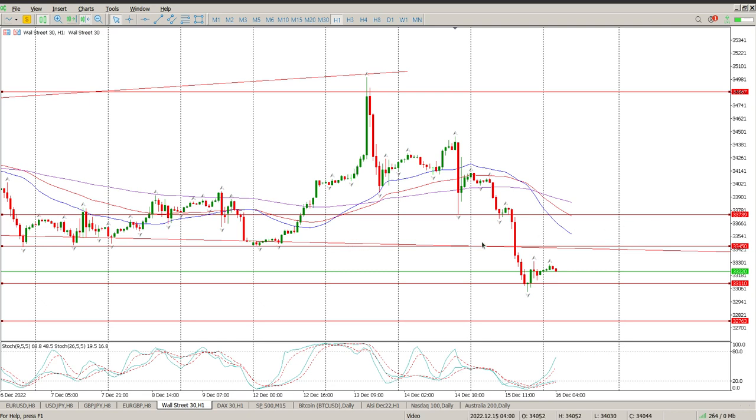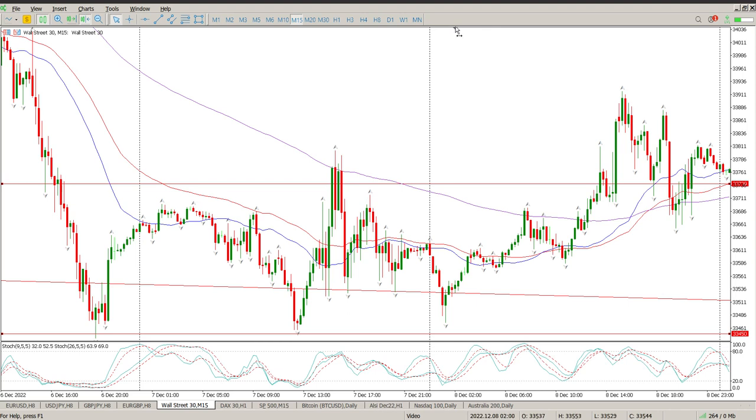I think for me at the moment, pay attention to this area. If you do get a rejection at 33,740, that would be a valid short signal for me. This one here is also something you need to pay attention to, and that's 33,450. But I'd want to see 15-minute structure here. So the best way of doing that would be to do the following.